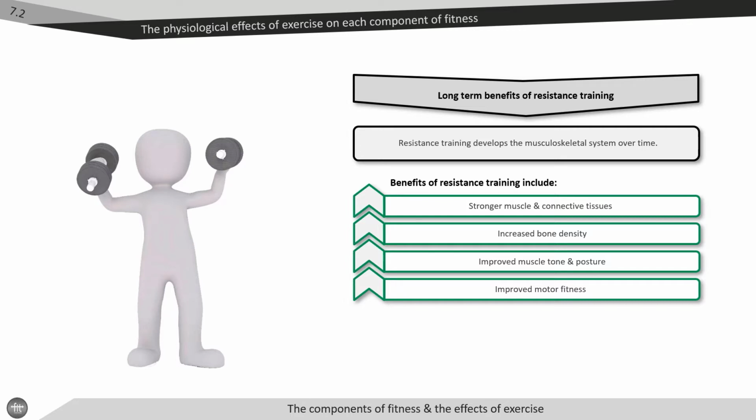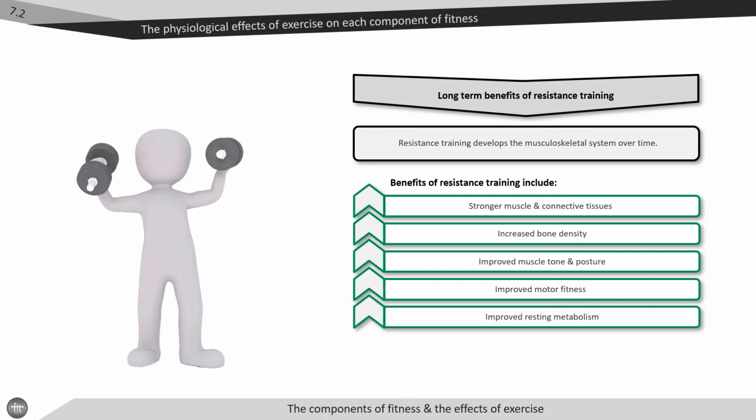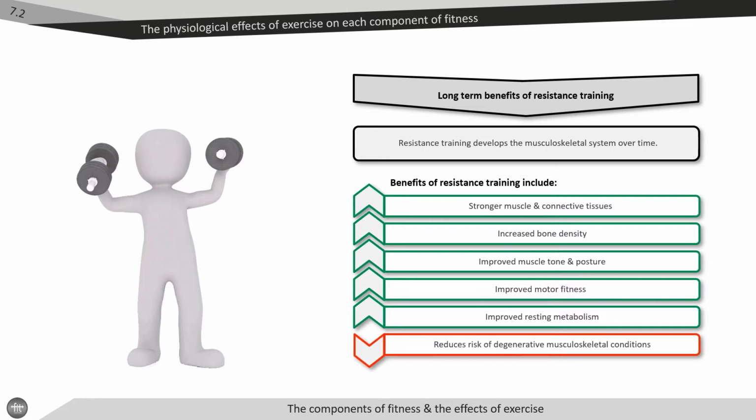Having a greater amount of muscle improves body composition by having a greater basal metabolic rate and the ability to work more vigorously at a reduced perceived intensity. By maintaining musculoskeletal properties via resistance training, there is a reduced risk of developing degenerative musculoskeletal conditions such as osteopenia or sarcopenia.